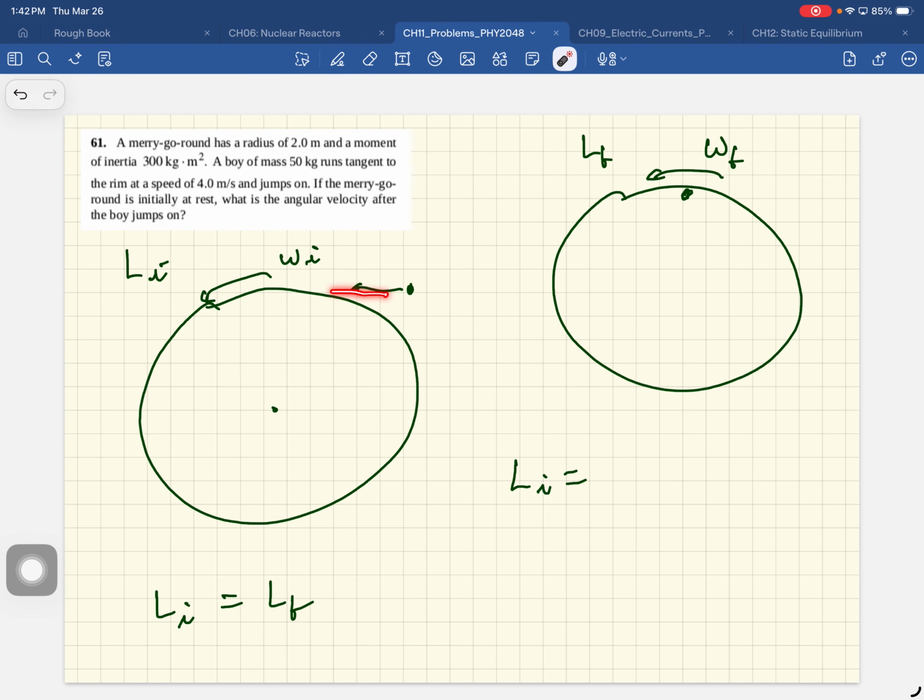And you guys understand that the faster you jump on, the faster this will rotate. What will happen if you jump straight at the axis? Nothing. It won't rotate. If you come straight at the axis, this will be 0. Initial angular momentum will be 0, and you won't rotate.